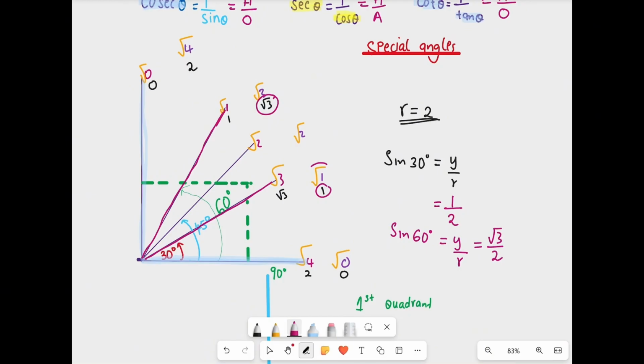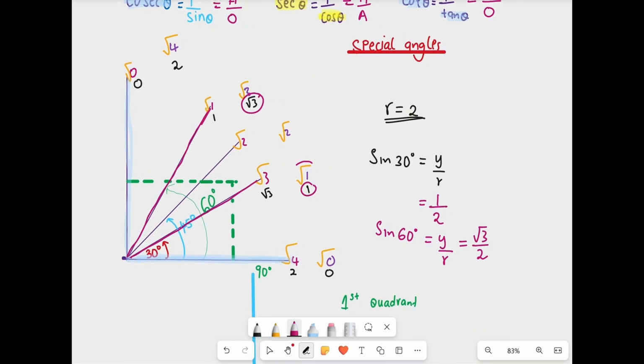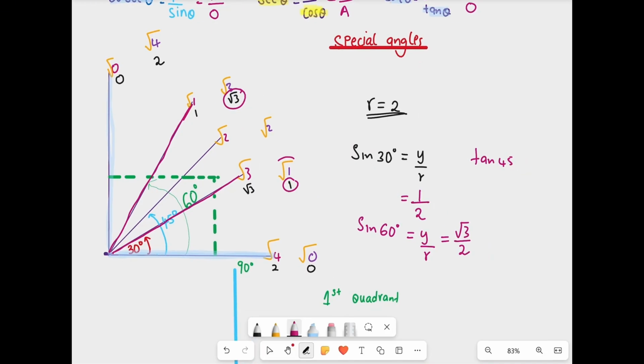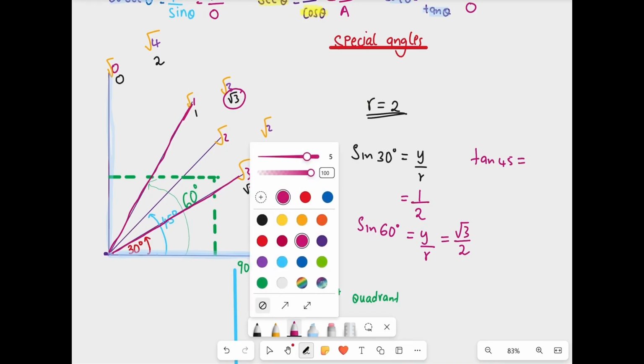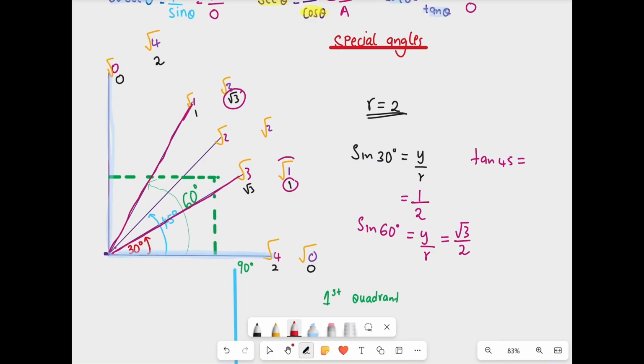Let's say, for example, we are looking for tan 45. If we are looking for tan 45 degrees, tan 45 is equal to, so where is the terminal arm for 45? So here is the terminal arm for 45. Remember, tan is y over x.